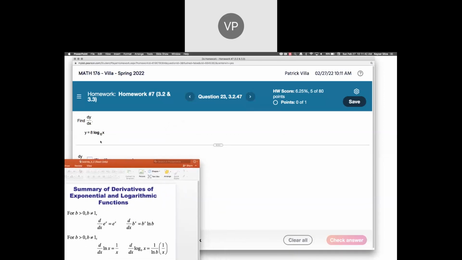So notice when I'm doing a derivative, I don't care about the front number. The 8 doesn't matter. This constant just follows along. What matters is how do you find the derivative of log base 6 of x. That's going to refer to this formula right down here. So the derivative of this, the 8 stays there. It's going to be 1 over the natural log of that base, which is 6, times 1 over x, and there's our answer.